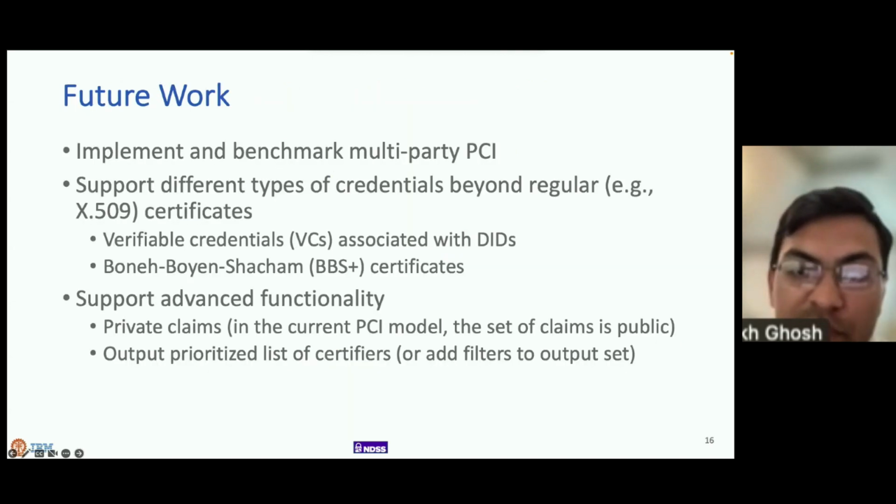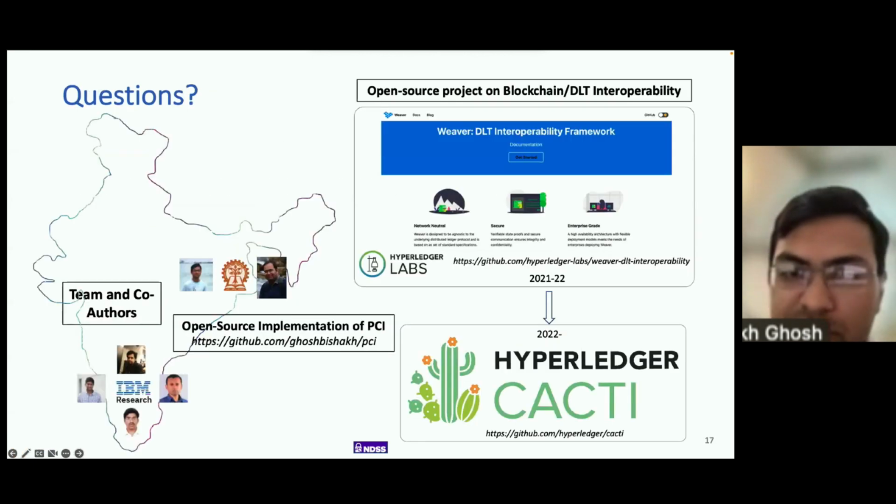There are several exciting future directions from this work, such as implementing and benchmarking multi-party PCI, then supporting different types of credentials beyond the regular ones, such as BBS+ certificates, and then support for advanced functionality such as private claims and prioritized output of the certifiers.